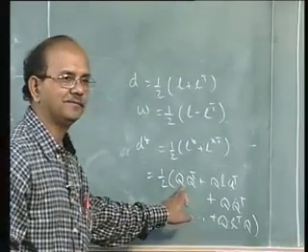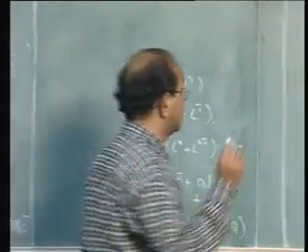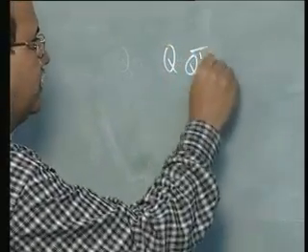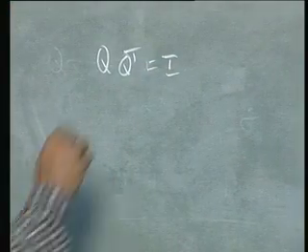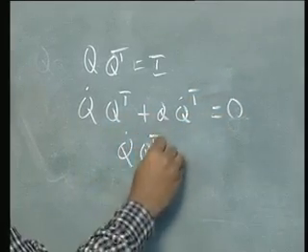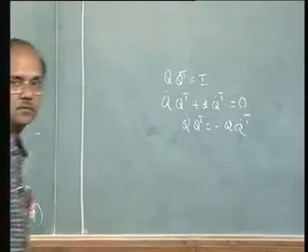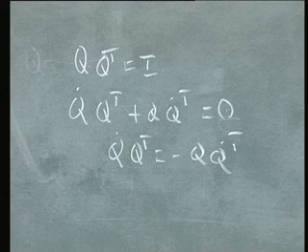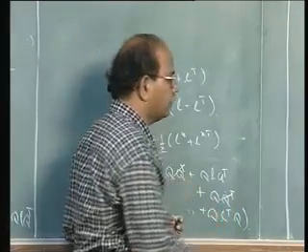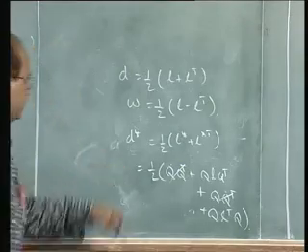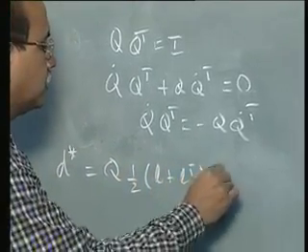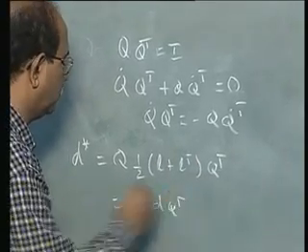No, very simple, nothing very difficult. This is a trick which you have to play in most of the problems. The trick is very simple: Q Q transpose equal to I. Note this trick. So Q dot Q transpose is minus of Q dot transpose, which means that those two terms are out. So D star can be written as Q half of L plus L transpose Q transpose, that is Q D Q transpose.